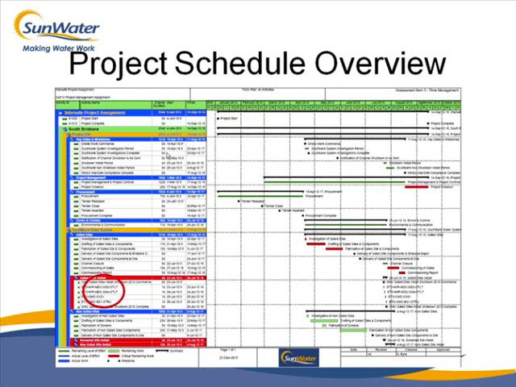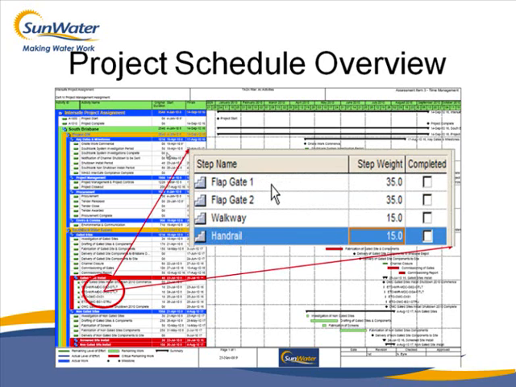Next up, we'll have a look at inside here, which is the actual gated sites. These are the ones where they're actually putting a gate. Inside these activities, we have little things called steps. And in here, this is what tells us what's actually being installed. So in this instance, there's 2 flap gates being installed, a walkway and a handrail.